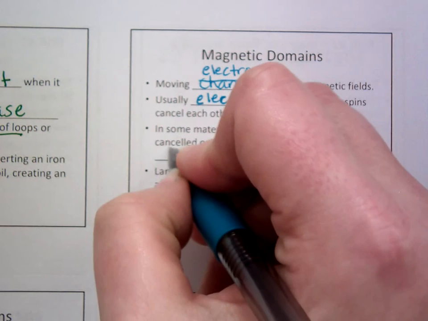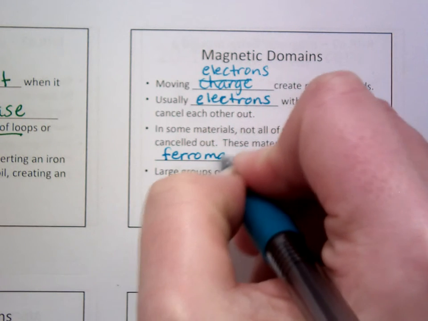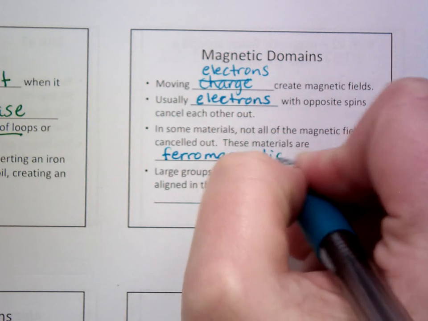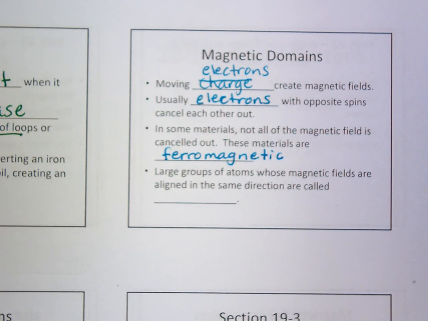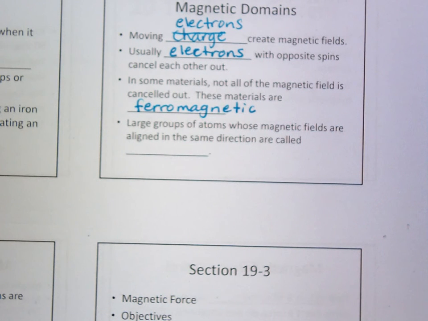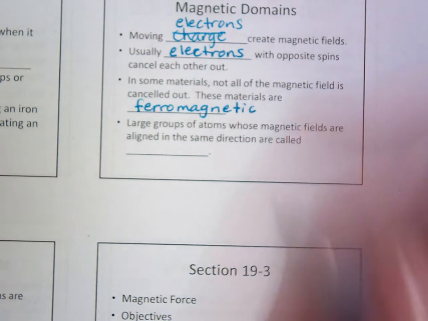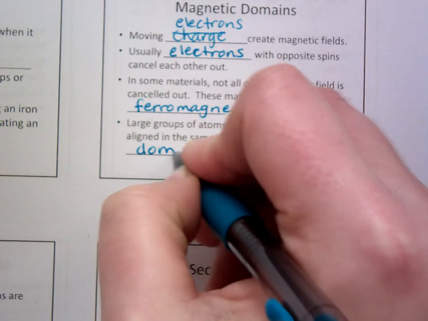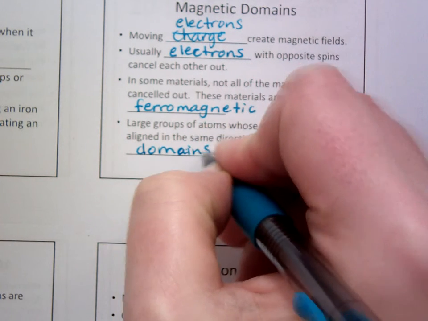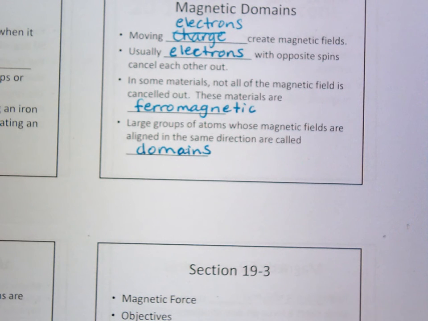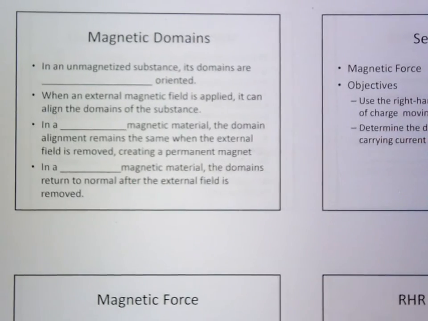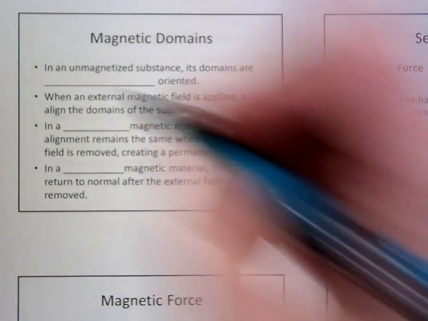This is what happens in materials that are called ferromagnetic. Ferromagnetic has a very strong reaction to magnetic fields, so there's a lot of unpaired electrons. Now, within materials, whether they're magnetized or unmagnetized, there are large groups of atoms called domains, where all the atoms have magnetic fields going in the same direction. Okay? And in an unmagnetized substance, those domains are randomly oriented.